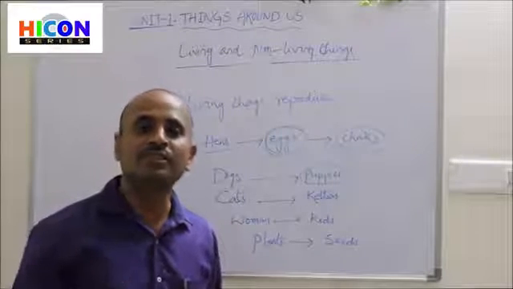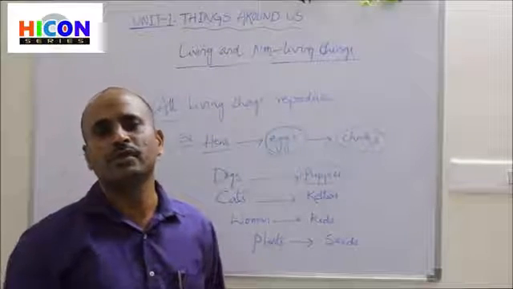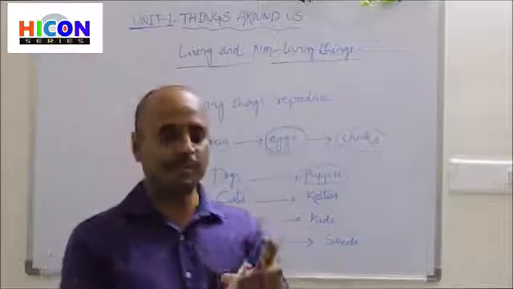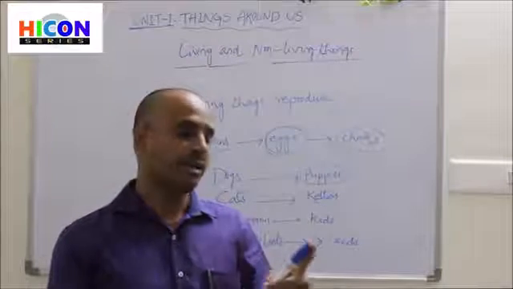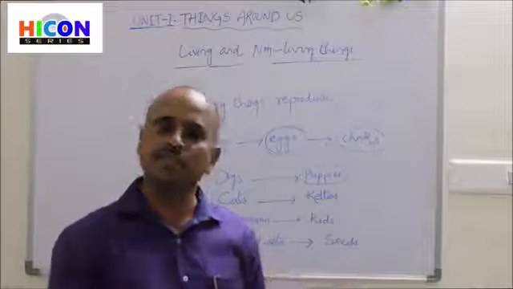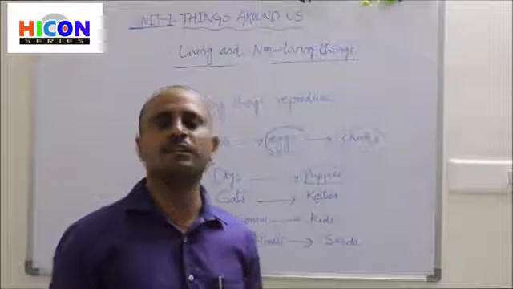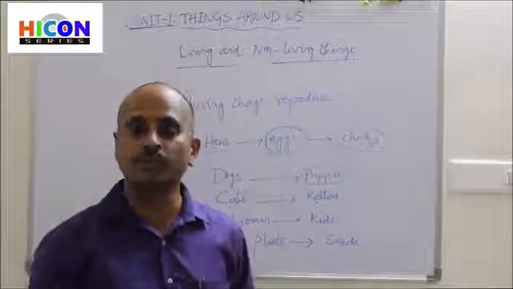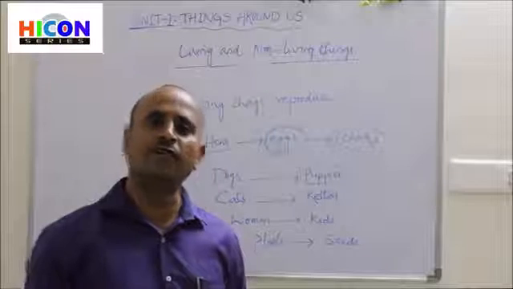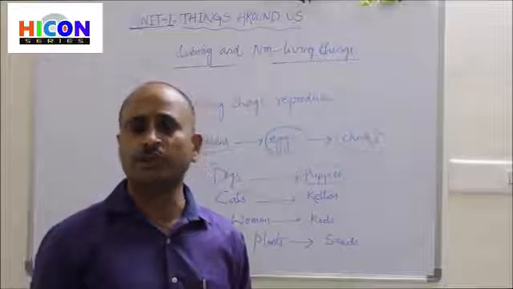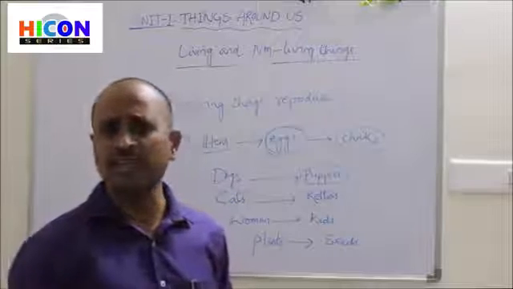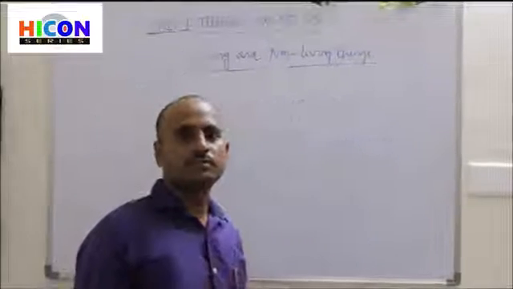Whereas non-living things do not reproduce. That means a pen does not produce a small pen. In the same way, a book does not produce a new one, because a book is a non-living thing. Similarly, a TV does not produce a new one, because a TV is a non-living thing.